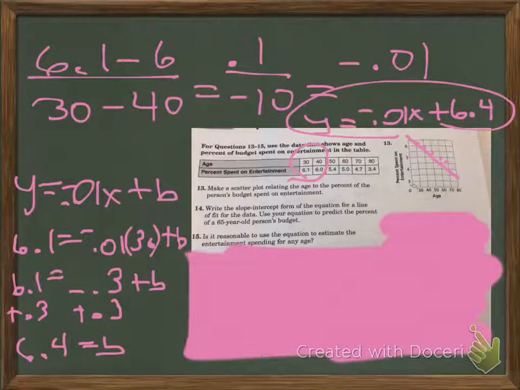That's number 14. Is it reasonable to use the equation to estimate the entertainment spending for any age? I would say no, just because it doesn't matter what your equation is. Think about it realistically. A baby is not going to spend based on a trend. It's going to spend nothing on entertainment because it doesn't have any money. And so it would make no sense to use your equation to predict how much a baby is going to spend. If you did say yes, you would just say that yes, the equation can be used, but it just wouldn't be realistic to estimate at any age.